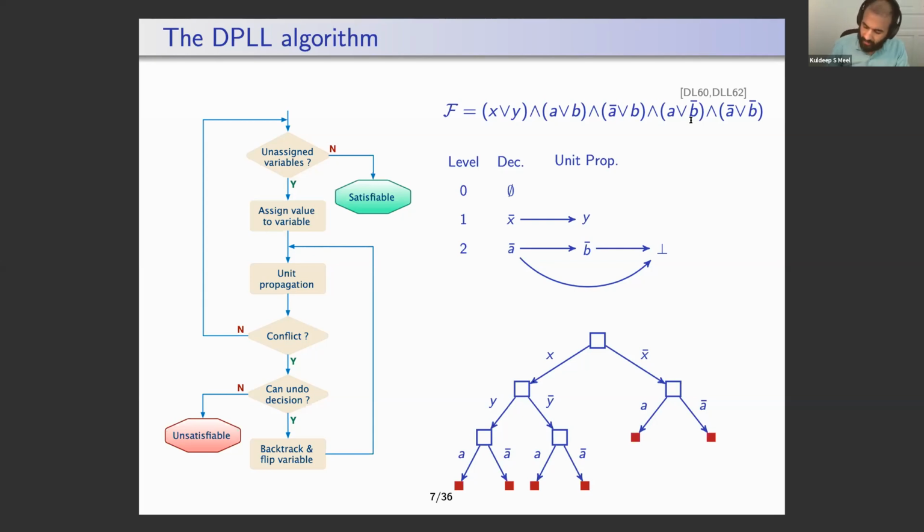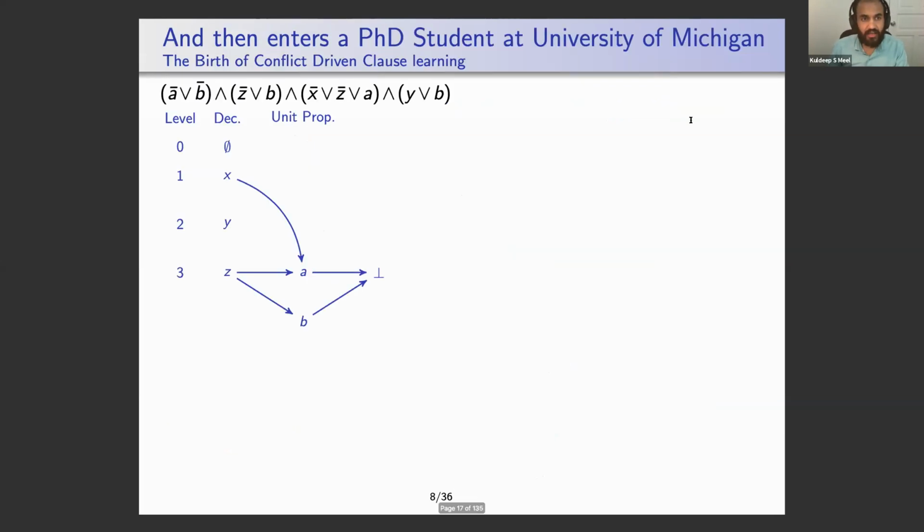So you go back to the 1990s, and this is in the cold weather of Ann Arbor at the University of Michigan, a PhD student enters. And this PhD student is again trying to look at this algorithm and trying to understand what's going on. So let's look at a slightly different formula here. So we have this formula. Again, we are going to make an assignment to x.